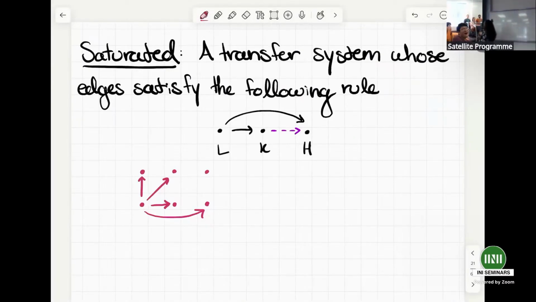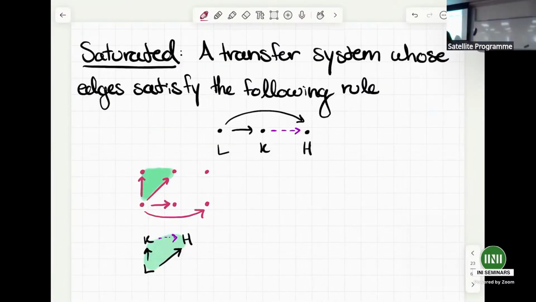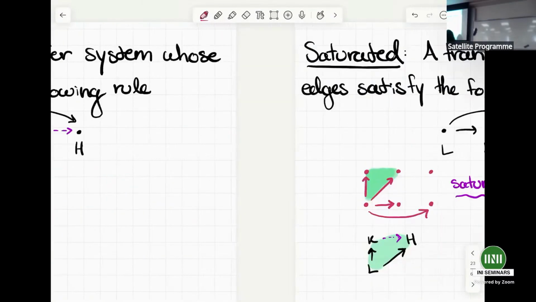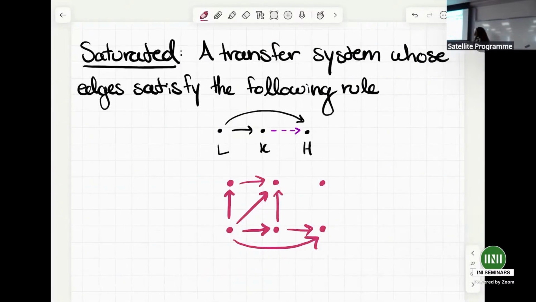So let's take this one. We've already talked about this character a bit. If I focus in on this triangle, I can label my subgroups L, K, H, and now it looks like my character. If I want to force this thing to be saturated, I need to add this edge. And similarly, for this other triangle, I would need to add this edge. And then I've got the half smiley face, which Sophia already taught us about, so I need to add that one. But now I have no other saturation failures. So we're happy.